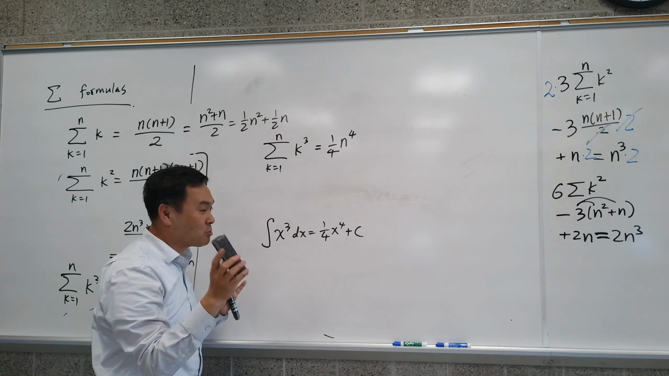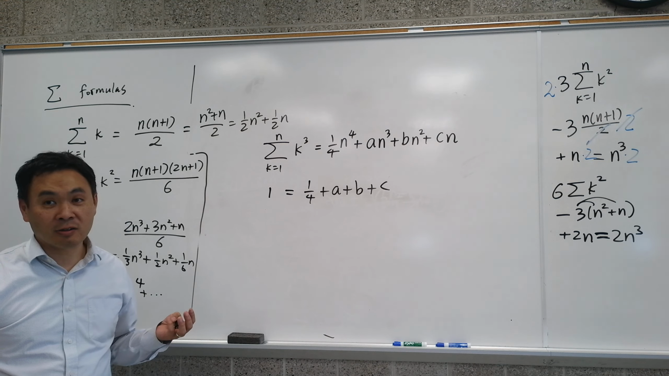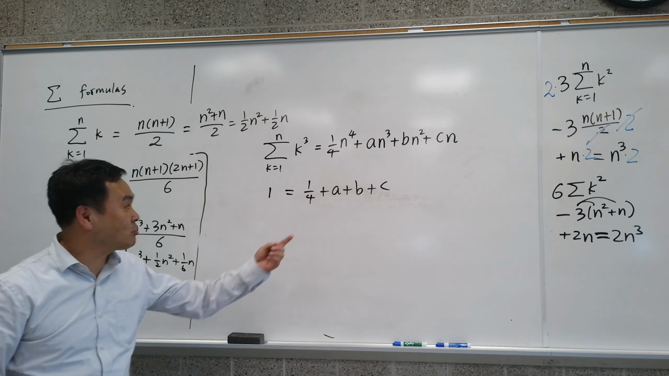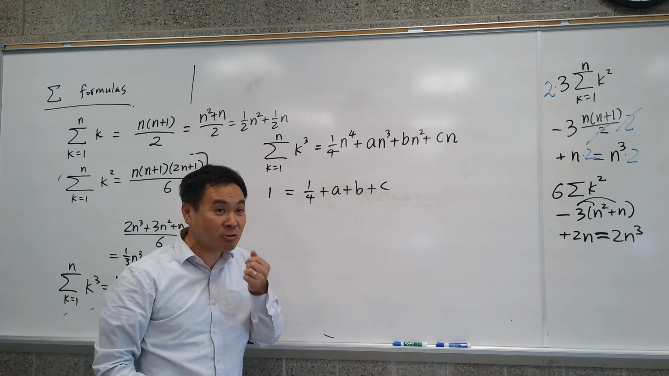That's what you have. And now what you say is, okay, I know that when n is 1, that better be 1, right? If n is 1, you're only adding 1 cubed, so it's just 1. So it's 1/4 plus a plus b plus c should be 1, okay? Now, we have 3 unknowns, right? A, B, C. If you have 3 unknown things, how many equations do we need? About 3. 3, right? So we just have one equation by plugging in 1 on both sides.